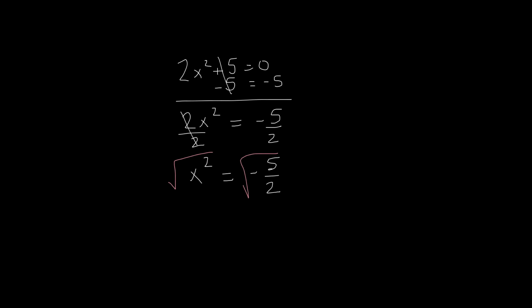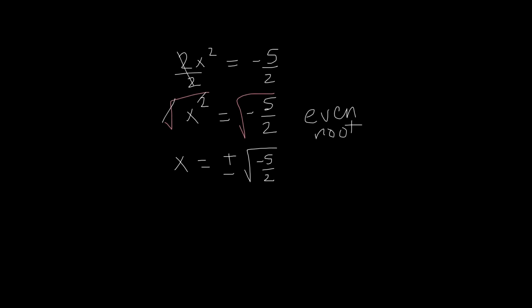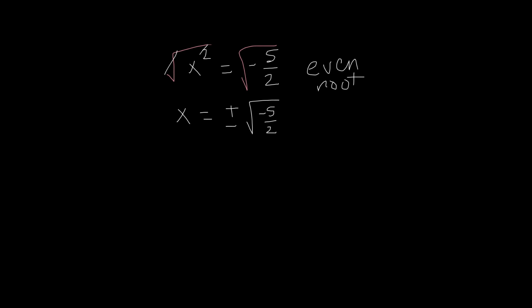And on the left hand side, those cancel. And on the right hand side, I have plus or minus the square root of negative 5 halves. Now, the even root property applies because I took an even root of both sides. And on the right hand side, we're not simplified because there's still a negative under the radical, and there's still a square root of 2 on the bottom.